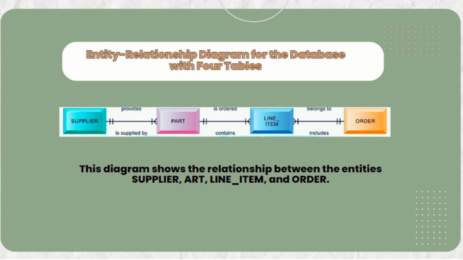The order entity represents orders placed by customers. Attributes might include order ID, order date, customer ID, shipping address, and etc. Line item entity serves as a join table to manage the many-to-many relationship between orders and part. It would include attributes like order ID, part ID, quantity ordered, and possibly other relevant details.